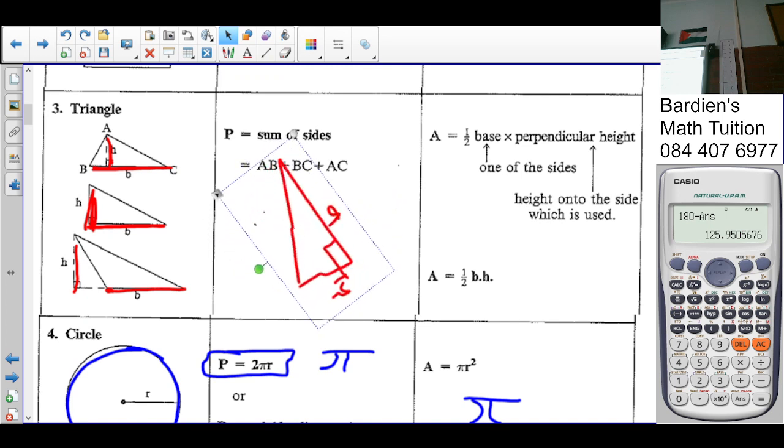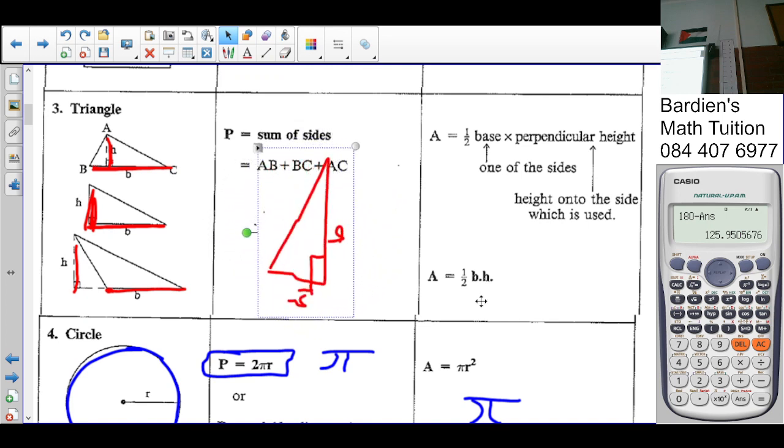Even if I turn it that way, there's your base and your perpendicular, or your base and your perpendicular. So it's to do with that 90 degrees, people. It is to do with that 90. Make sense? So let's go here.